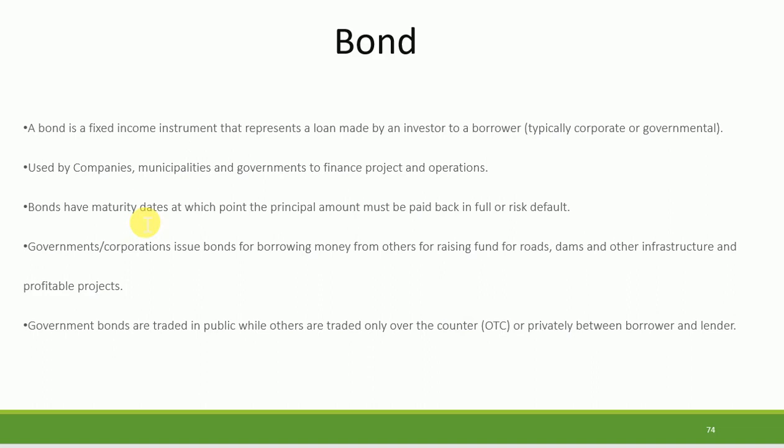So when you are returning the bonds, there is a specific date for the return, and then you get back your principal amount, right? The real and the actual amount. So the governments and corporations, they issue bonds, as I said, for borrowing money, for having money from other people. They do it for raising funds, for roads, for hydropower stations, for dams, for other infrastructure projects on which they can gain some profit.